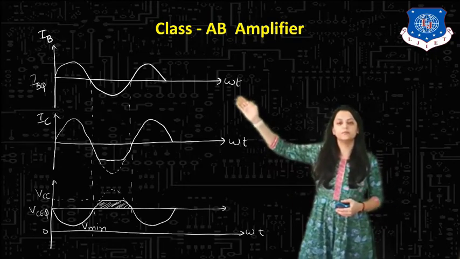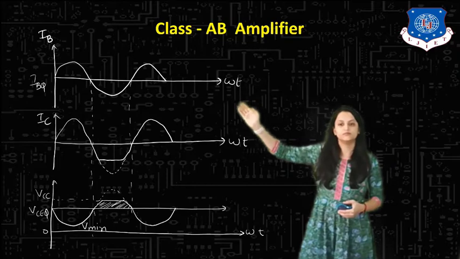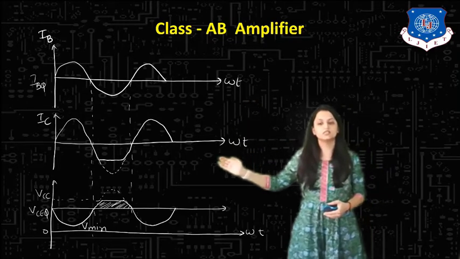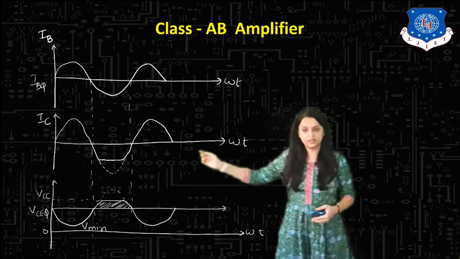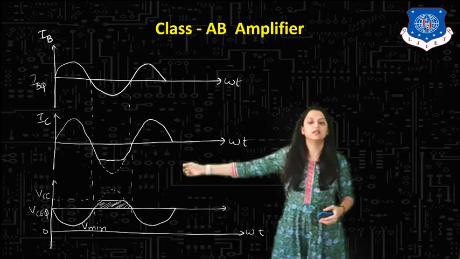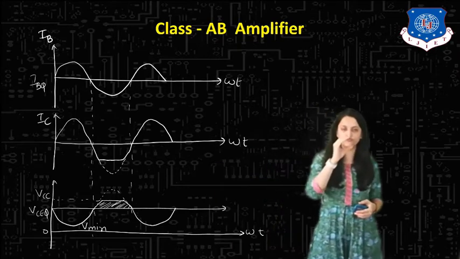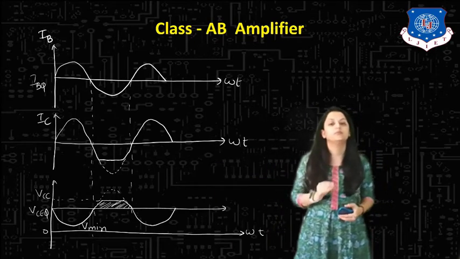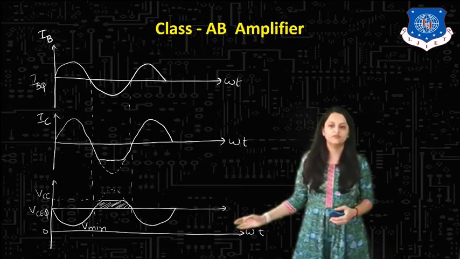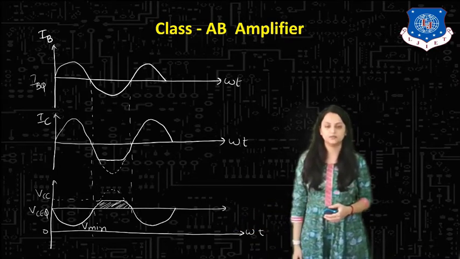This is the base current, this is the collector current, which indicates that the collector current flows for more than 180 degree. That means here you can see that more than 180 degree of the cycle is there and less than 360. That means some portion of the negative portion is missed. In the same way, the VCQ and VCC pulses are indicated.